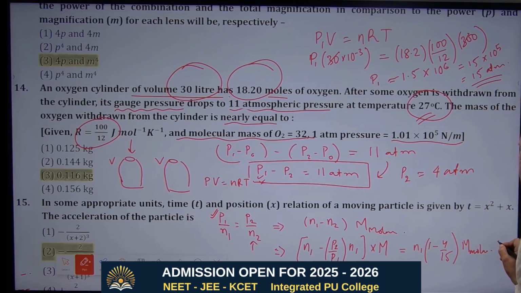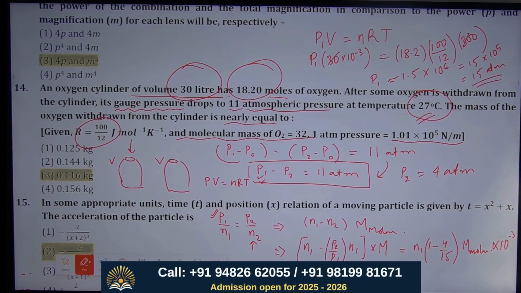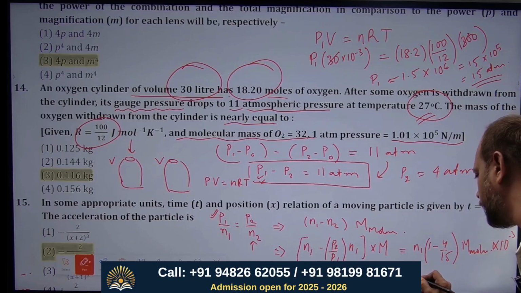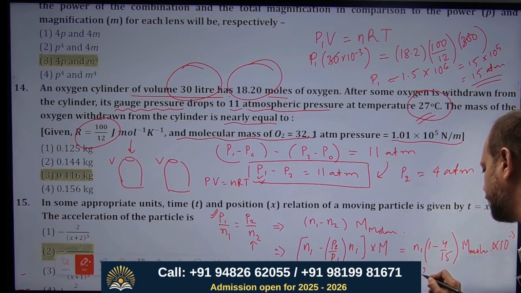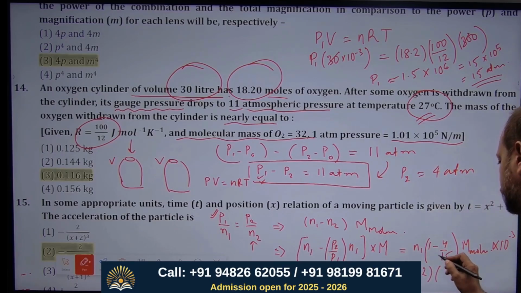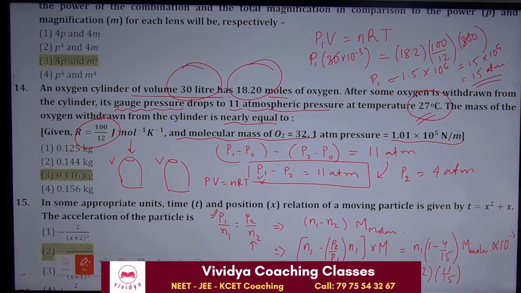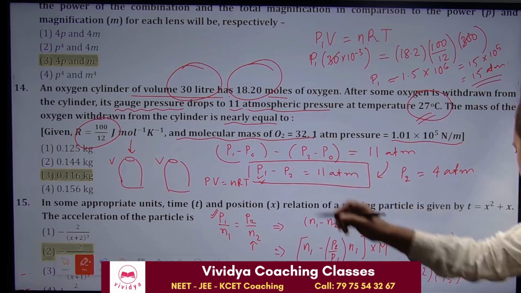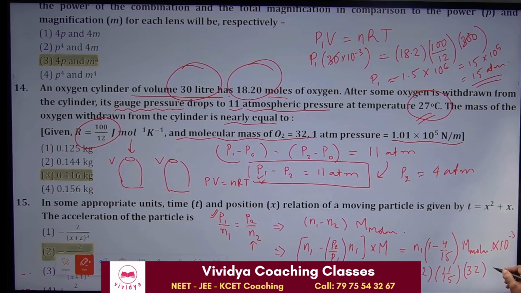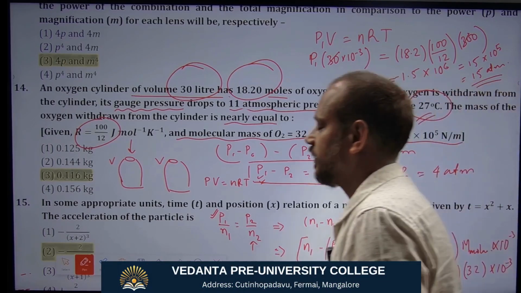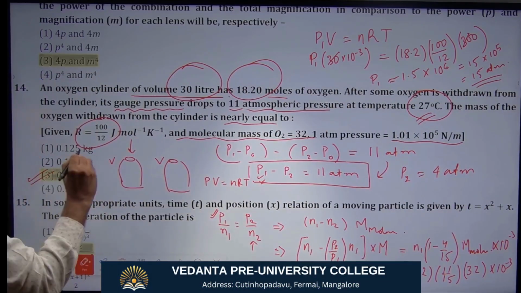Then you multiply it, this will come in gram, you divide it by 1000, 10 to the power minus 3, you will get it in kg, right? Let's put the values. This is 18.2 multiplied by 1 minus 4 by 15, then molar mass is 32. They have already given 32 gram. This is in gram. Then you multiply it with 10 to the power minus 3. If you solve this, you will get the answer. Okay. Thank you.